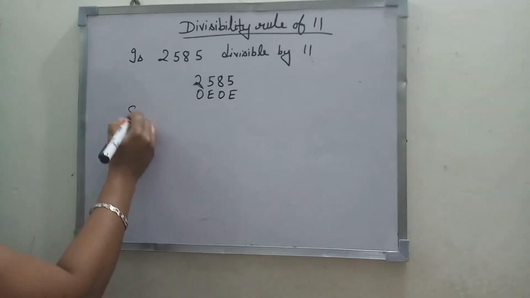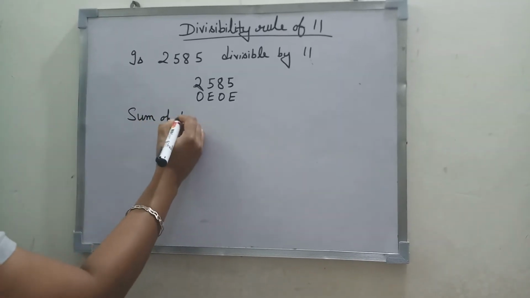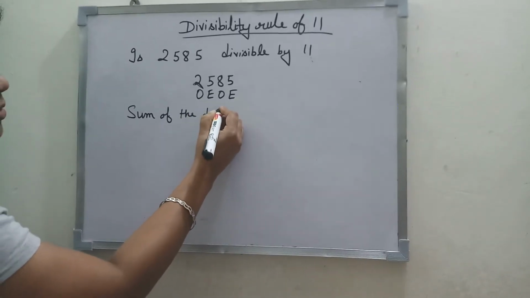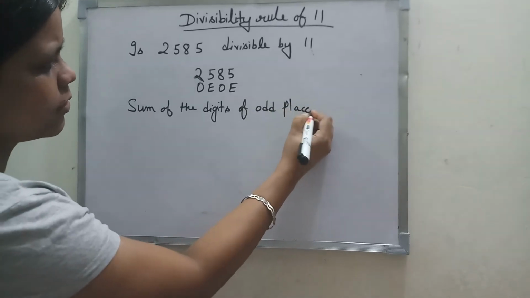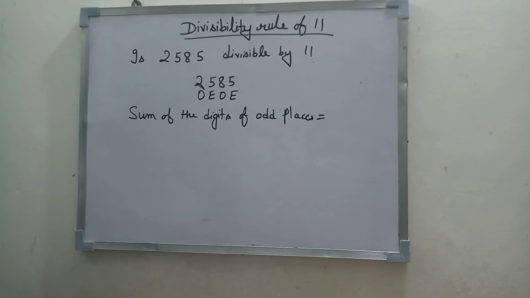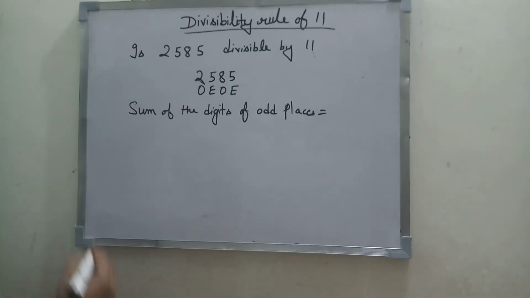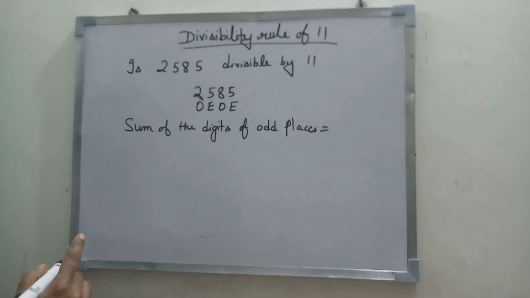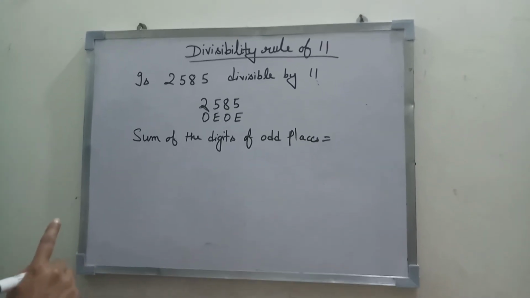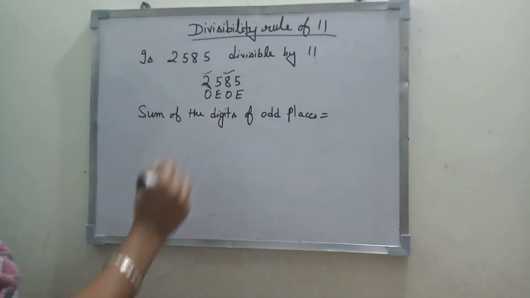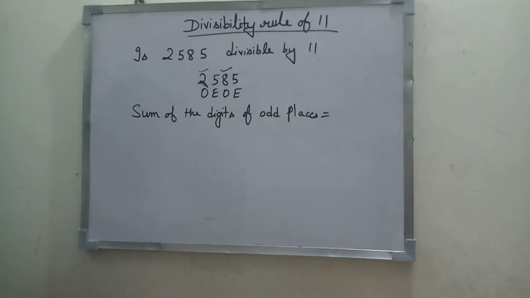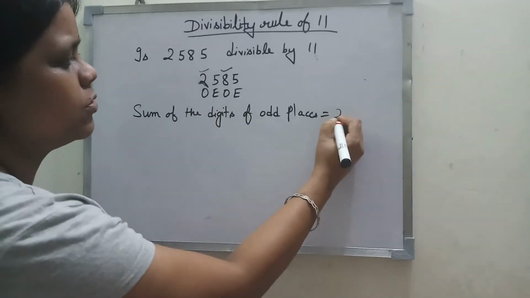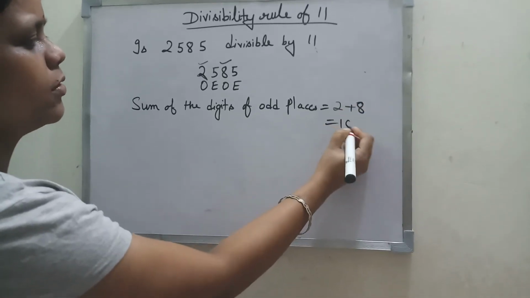Now the second step is that you have to find the sum of the digits of odd places. So now let us find out the sum of the digits of the odd places. Let us see which are the digits in the odd places. 2 and 8. 2 and 8 are the digits placed in the odd places. So we have to add 2 plus 8 is equal to 10.